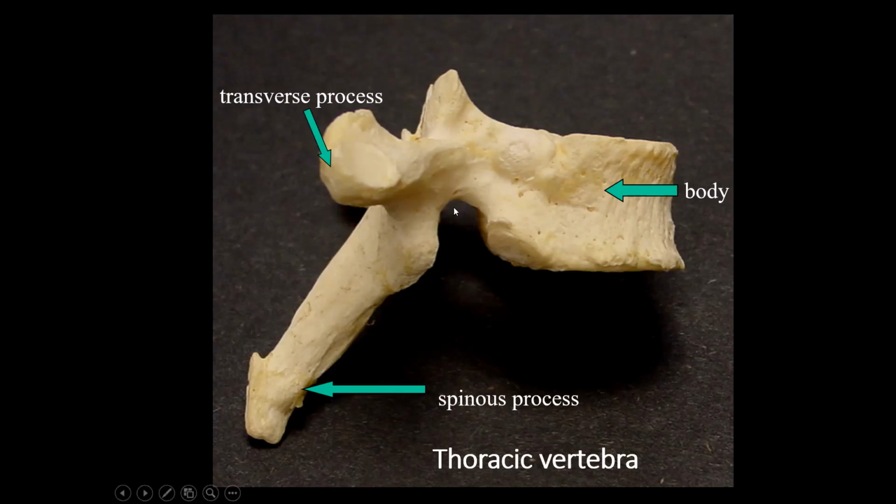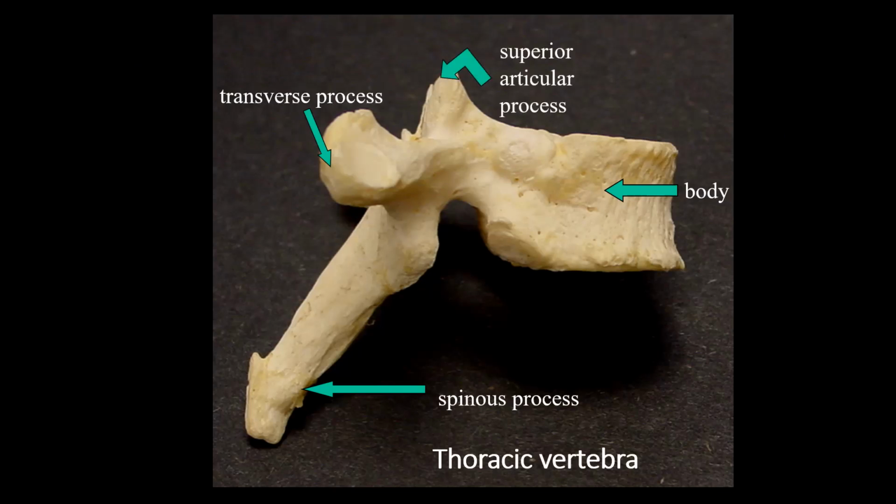This notch here will form the intervertebral foramen when another vertebrae nests there, and the two notches come together to form that foramen. Because a foramen is a hole. This is not a hole, this is just a notch. But when two notches come together and are held together like that, then we create a passageway for the spinal nerves.